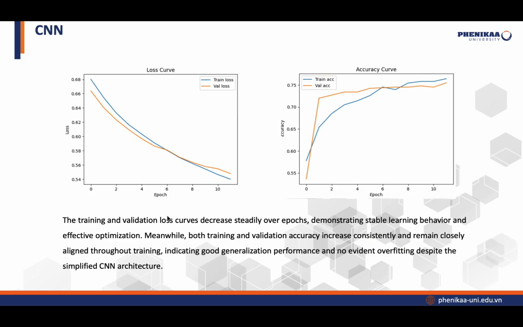The training and validation loss curves decreased steadily over epochs, demonstrating stable learning behavior and effective optimization. Meanwhile, both training and validation accuracy increased consistently and remained closely aligned throughout training, indicating good generalization performance and no evidence of overfitting despite the simplified CNN architecture.